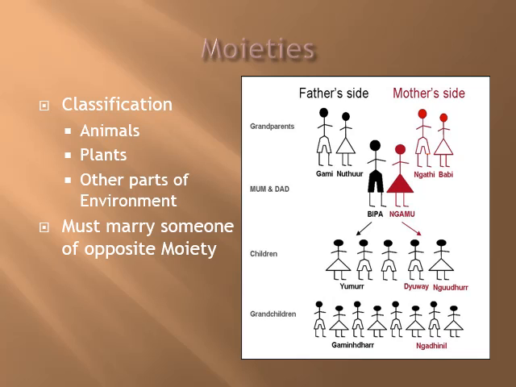You can see on the father's side, the grandparents were of the Gami and the Nuthior moieties, and on the mother's side, the Nagathi and the Babi. And so the son will automatically choose someone outside of his, and so on and so forth down the line. If the royal families of some of the European nations had gone this route, they might not have had as many problems with inbreeding.